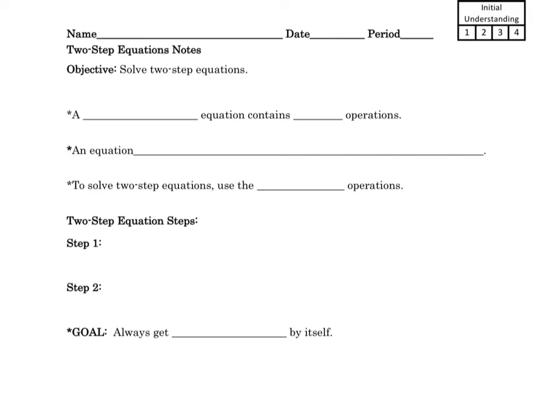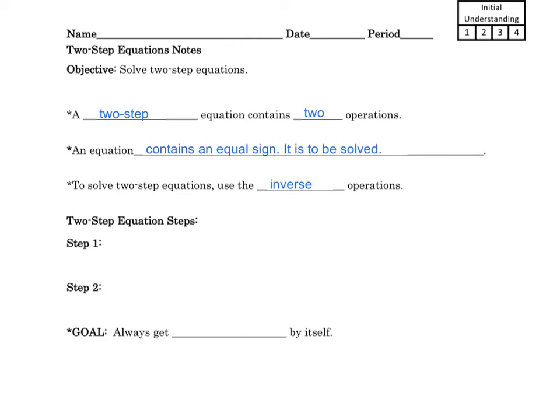So a two-step equation contains two operations. And an equation contains an equal sign. It is to be solved. So the definition of an equation is it contains an equal sign. It is to be solved. And to solve two-step equations, we're going to use the inverse operations.